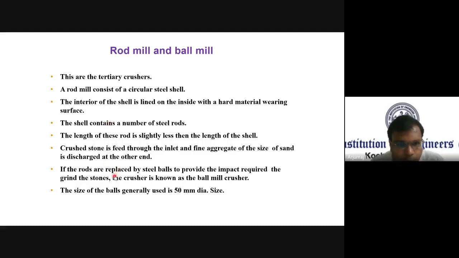Here, when you go for a rod mill or ball mill, you have crushed stone which is fed into the inlet, and you get a fine aggregate size of the material. It can be not only stone, but it can be sand also. Even the hard sand. Sometimes you also need to break that according to the requirement. Sometimes you also need to make it very fine sand. And the size of the balls can also vary, as I said, you have one rod and one ball.